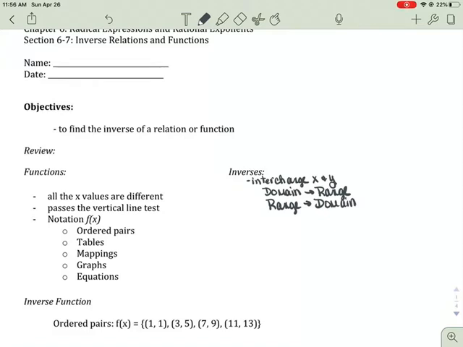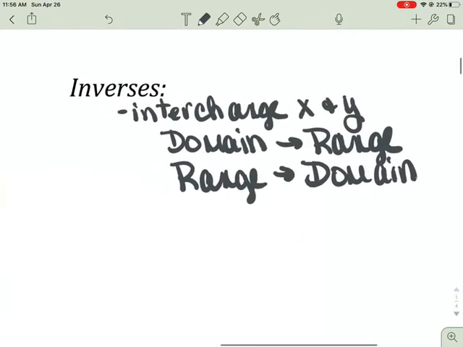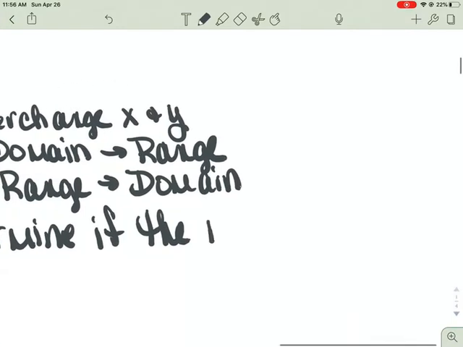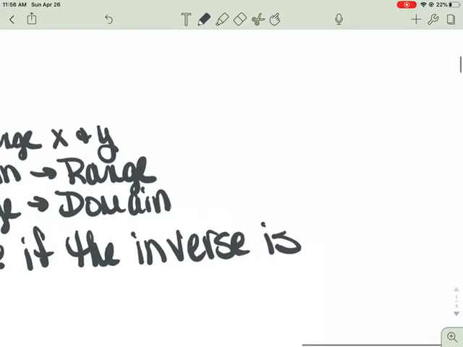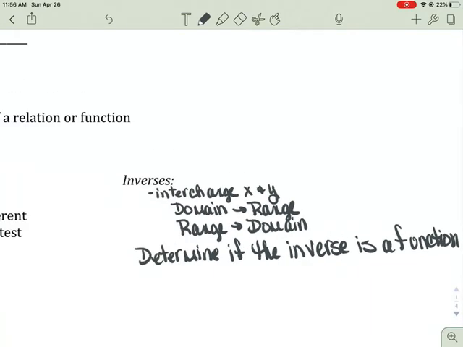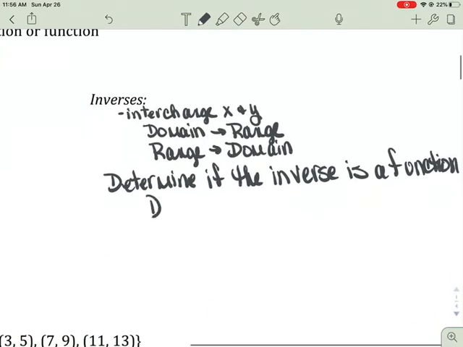Why do we care about that? Because certain things and properties happen when a function has an inverse. All functions are going to have inverses. The question is, will that inverse be a function? So how do we know that? Let's say this as: determine if the inverse is a function, because not all inverses are functions. Because we're going to start with a function. So the question is, just because it's a function, does that mean its inverse is a function? The answer is no.